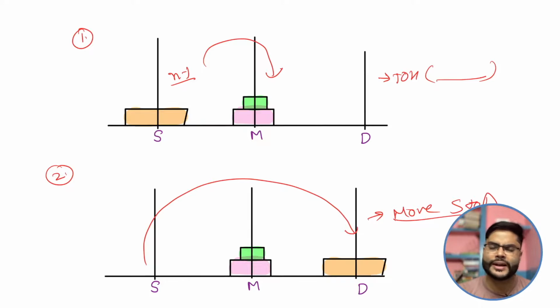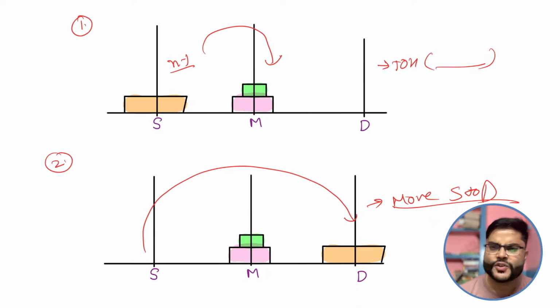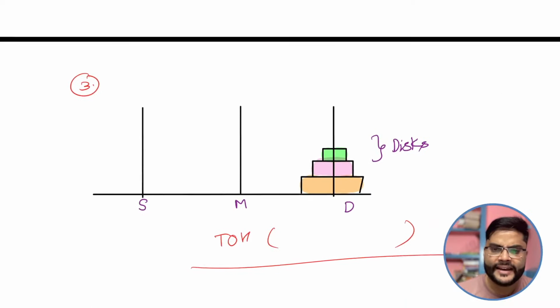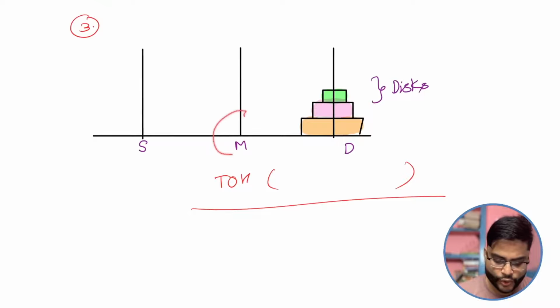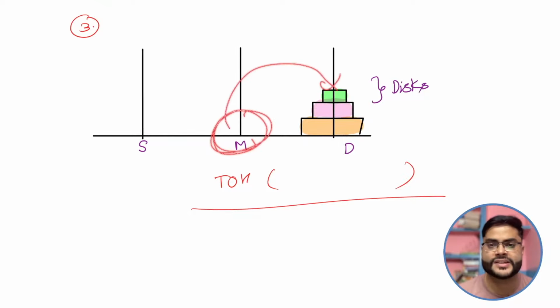We can do it in a lot of ways, but my task is to move the disks from source to destination in the minimum number of steps, right? We want to do the minimum work. So I told you that I will write a recursive function to move these disks from source to middle. And again, I will write a recursive function to move these disks from middle to destination.